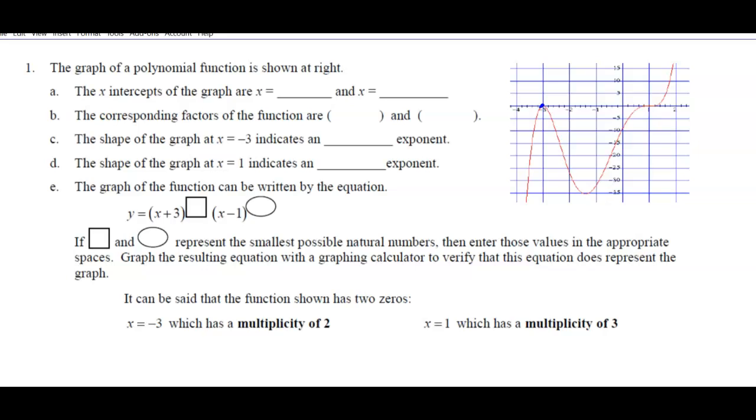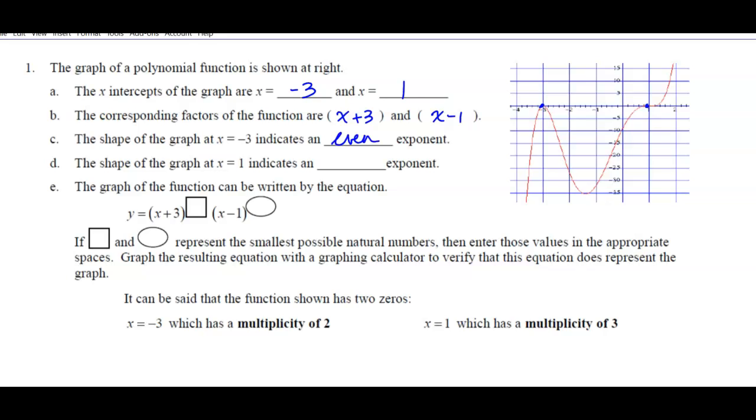All right. So this one, the x-intercepts. So there's -3 and +1. So the corresponding factors are x plus 3 and x minus 1. The shape of the graph at x equals -3 indicates a something exponent. Notice how it's actually a maximum there, right? A relative maximum. So that's U-shaped. So that's an even exponent.